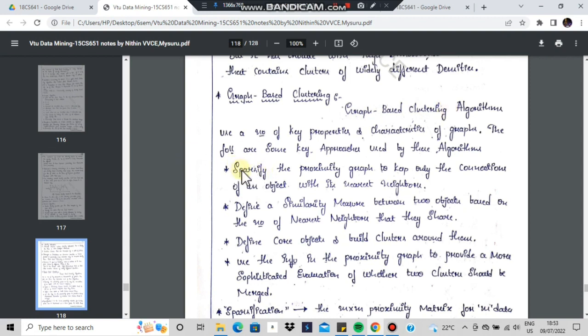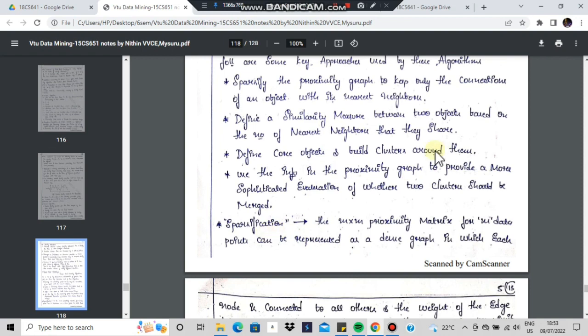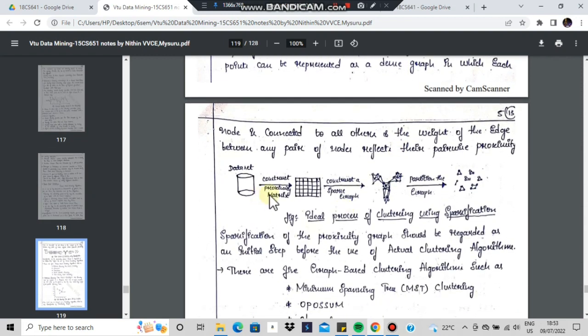Sparsify the proximity graph to keep only the connections of the closest objects. So we are just using the sparse matrix to calculate which points are closer and which are not, by using the graphical method. Sparsification means we'll keep the values which are closer and drop those which are far. So this is how it works.